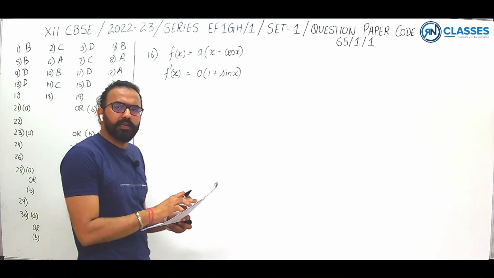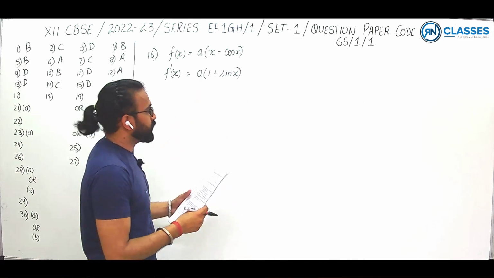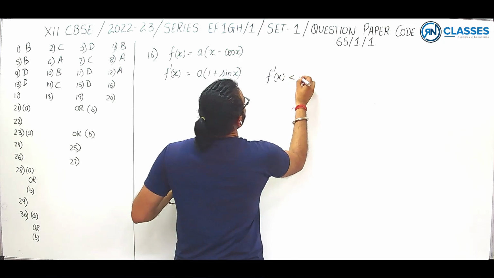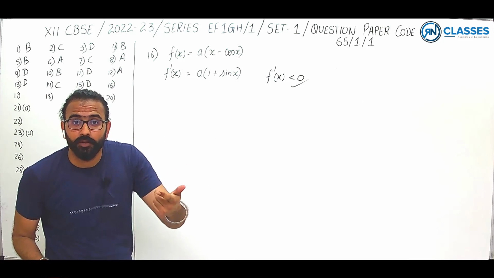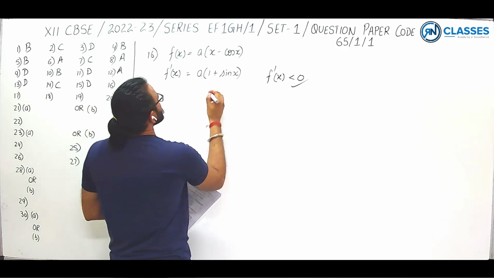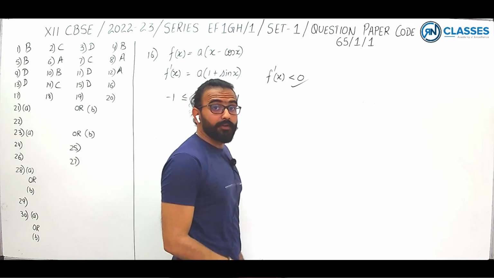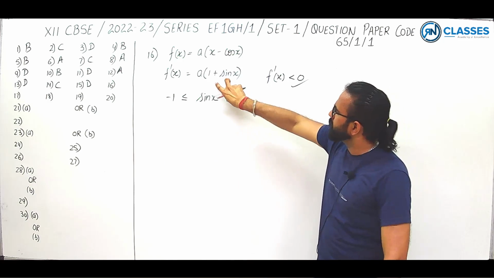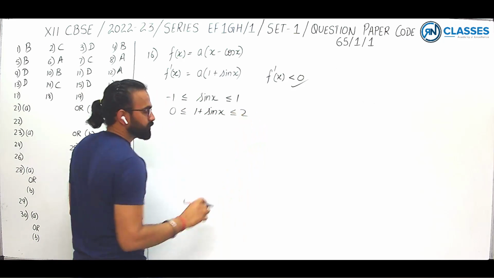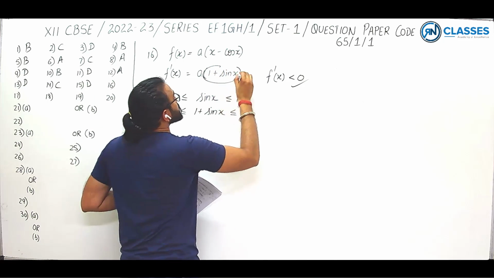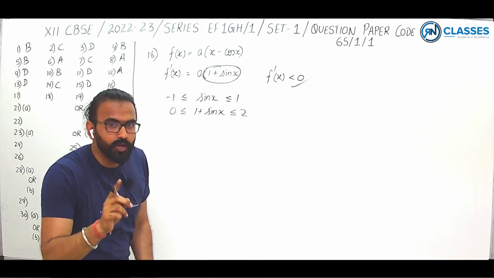and we are given that this is strictly decreasing for all reals. So first of all, in order to find the values of a for which f dash x must be less than 0, we need to find which real values 1 plus sin x covers, and we know that sin x will cover values from -1 to 1 for every real x, and we need 1 plus sin x, so adding 1 throughout we will get 0 less than or equal to 1 plus sin x less than or equal to 2. Since this quantity is a positive quantity, in order to get f dash x strictly less than 0, a must be negative.